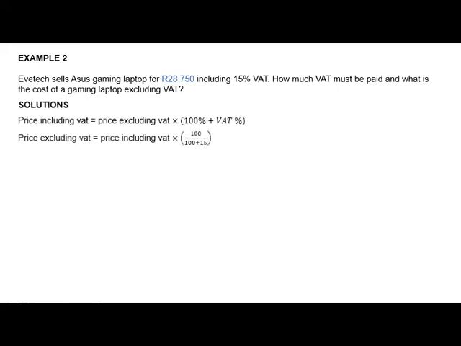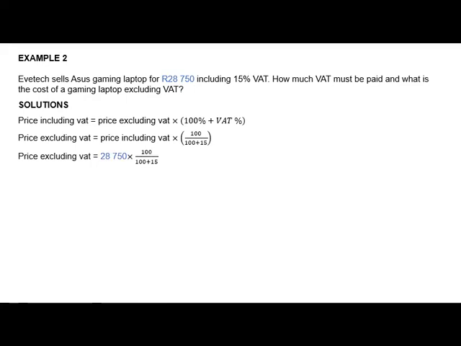Okay. Let us look at example two. If Tech sells Acer's laptop for 28,750, now here the amount includes VAT. It's at 115%. And they said how much VAT must be paid and what is the cost of a gaming laptop excluding VAT. You will simply use the second formula because we want the price excluding VAT. So where there's a price including VAT, you will substitute that 28,750 and you will divide this by 100 plus 15%.